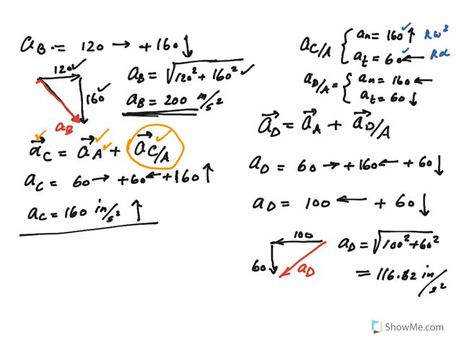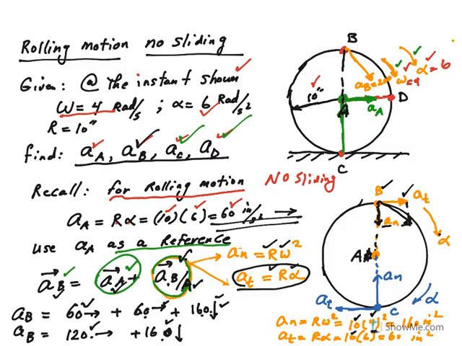So what I did, I said acceleration of A again is 60. Acceleration of C relative to A has two components, this guy and the normal component, I put them here. 60 and 60 cancel one another. So acceleration of C only becomes that component, 160 pointing up. So here we go. Acceleration of C is going to be like that at this instant, equal to 160 inches per second squared.